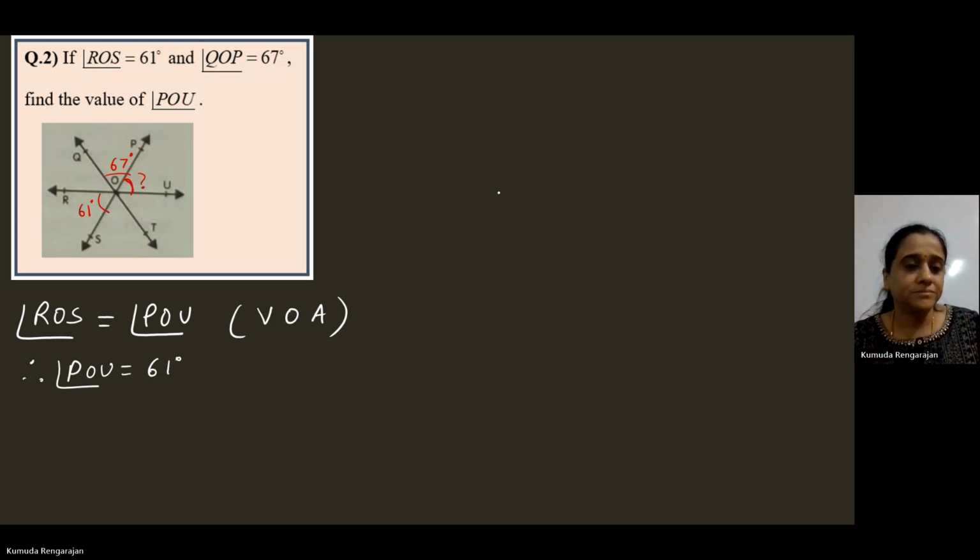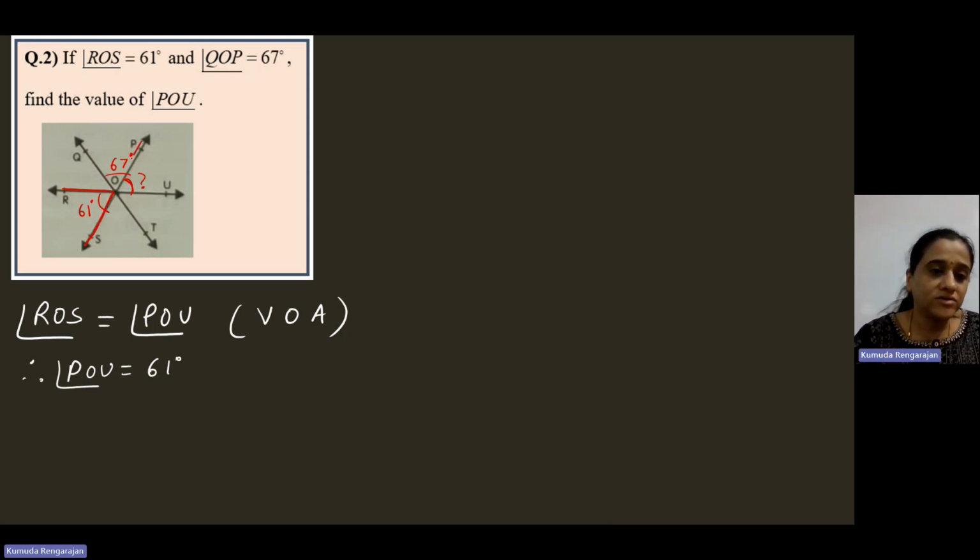I'll tell you. See here. I think I'll just tell you with the help of this figure itself. Now, this is ROS, right? And this is POU. Can you see? This is the arm of this angle. And this is the arm of this angle. And these two arms make one straight line. This is the arm of this angle. And this is the arm of this angle.